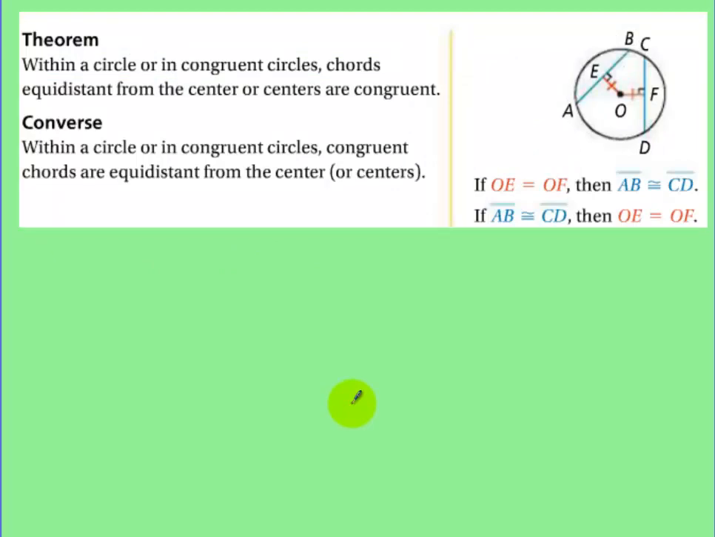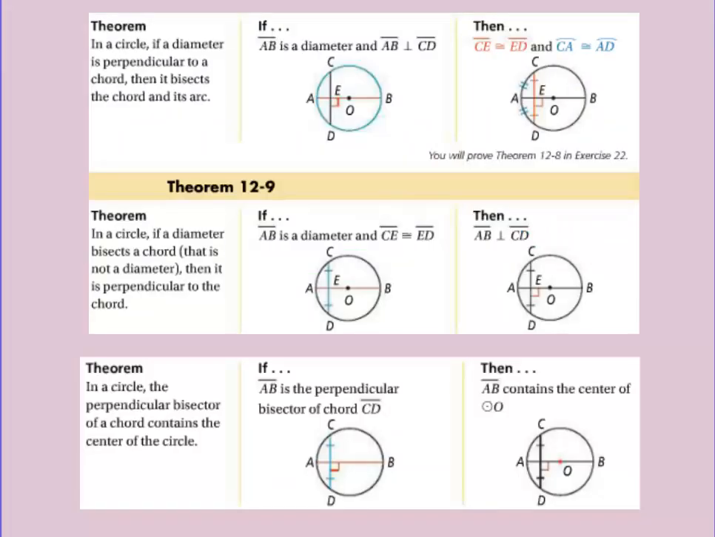Another theorem about this: if you have two chords right here, BA and CD, and there's a line going from the center perpendicular to each chord, and they're equal to each other, the chords will be congruent. So follow that. A little more theorems about this. A lot's being said here.